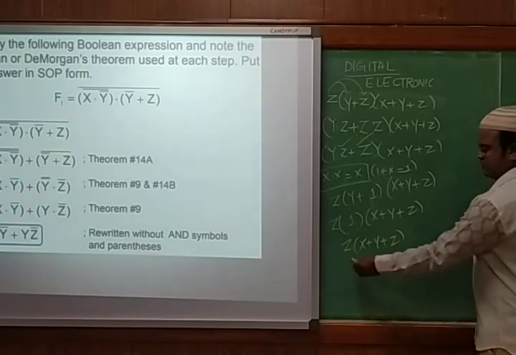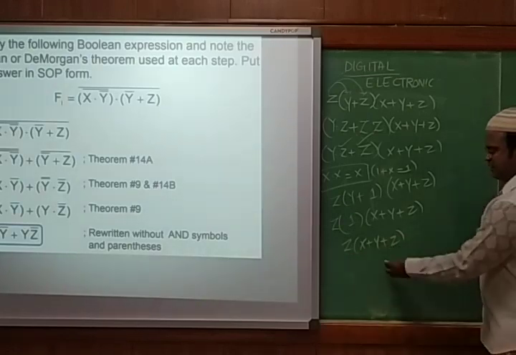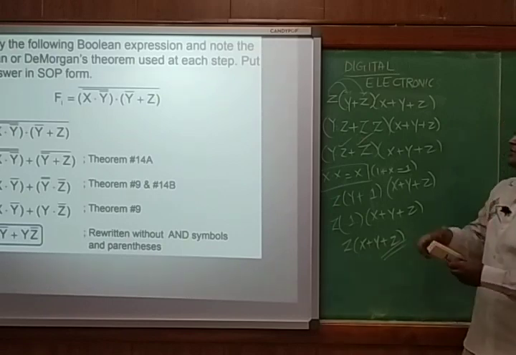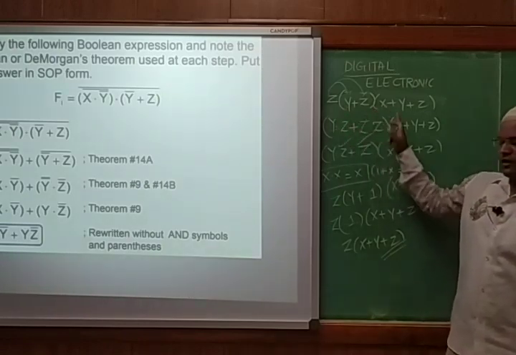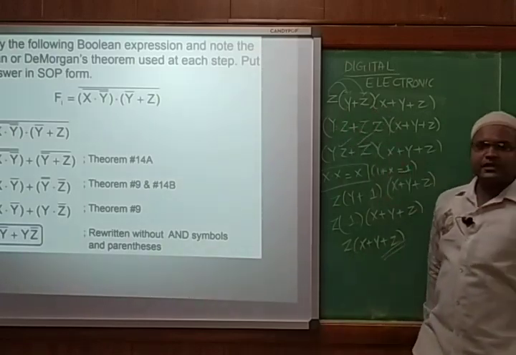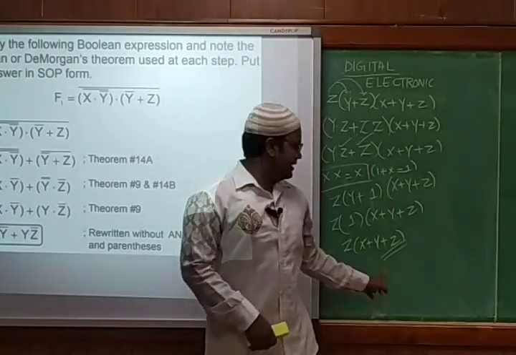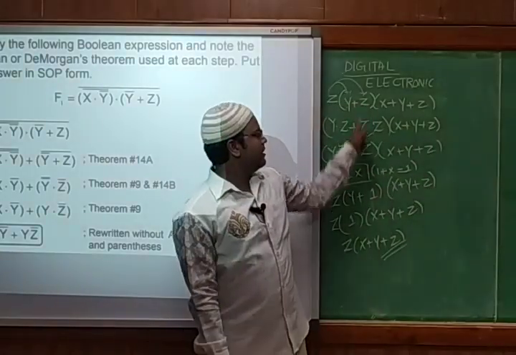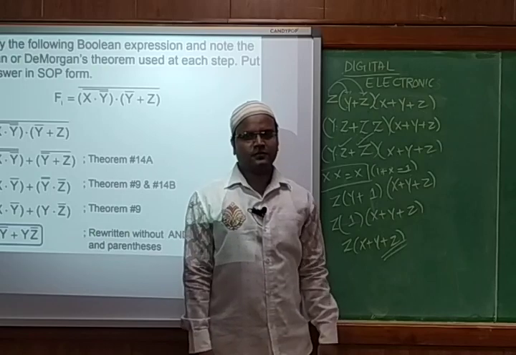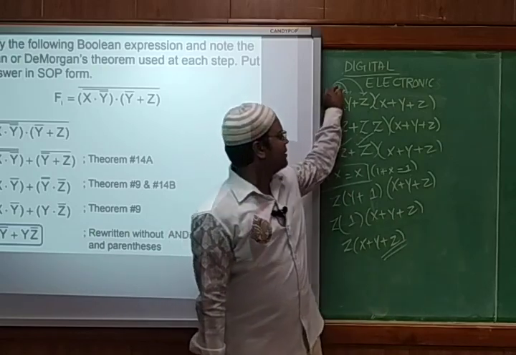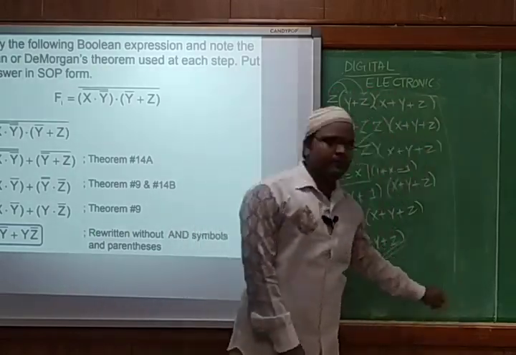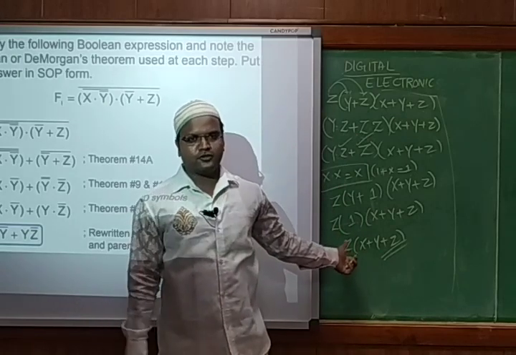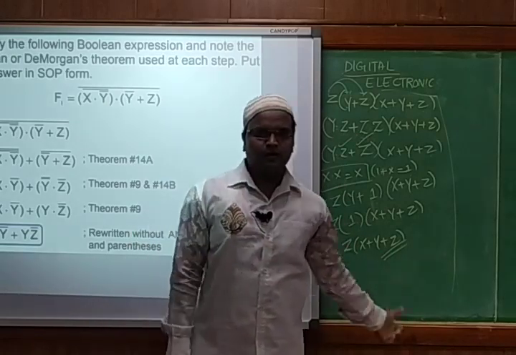We can multiply z with this term, or we can stop the term here. That means this POS form we are converting into one single POS with the z term. This is how this problem is solved. When you look at this whole problem, it can be asked for 4 marks, so you need to keep that in mind.